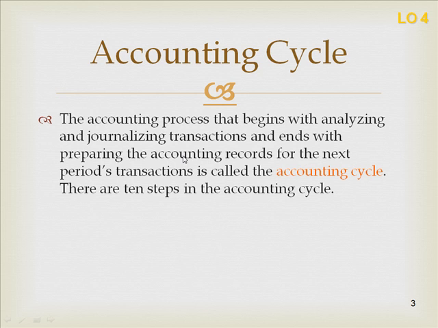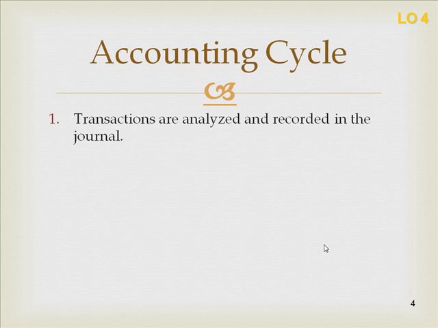The accounting process that begins with analyzing and journalizing transactions and ends with preparing the accounting records for the next period's transactions is called the accounting cycle. There are 10 steps in this cycle. The first step is transactions are analyzed and recorded in the journal. So I like to shorten this down and call it analyzing and journalizing transactions. You analyze the source documents that let you know an economic transaction happened, and then you make the transaction official and you journalize.